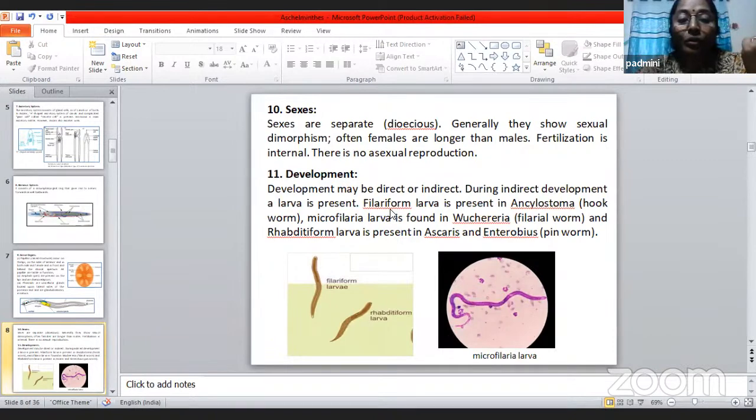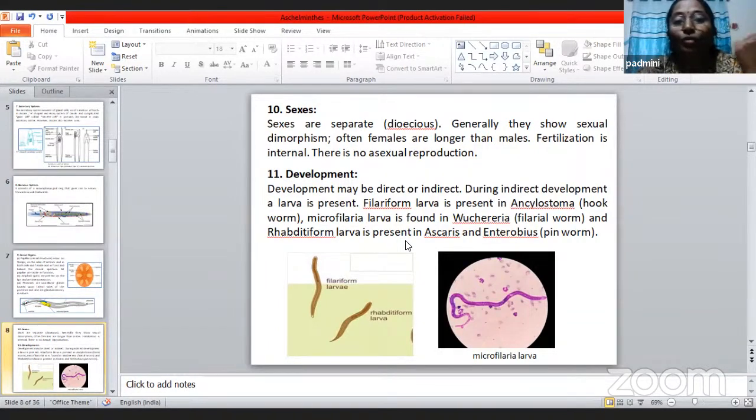We are going to talk about the filariform larva, which is present in Ankylostoma, also called a hookworm. Then the microfilaria larva, which is found in Wuchereria bancrofti, also called the filarial worm. This filaria is very, very dangerous and leads to elephantiasis. If you have heard of elephant-shaped legs, you find them in some people who are infected with the microfilarial larva. And the rhabditiform larva is present in Ascaris and Enterobius, which is also called pinworm.